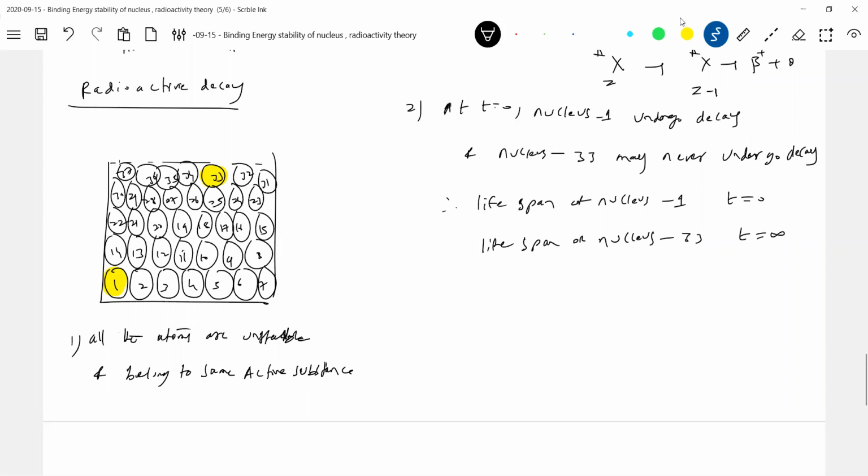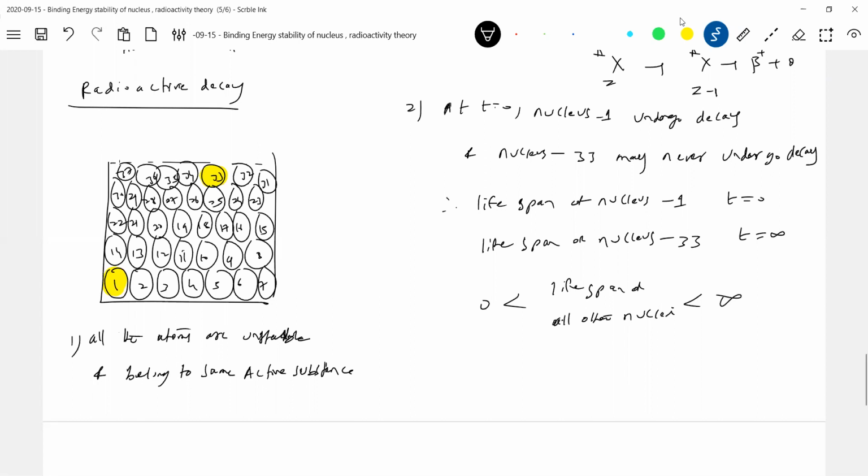Sir, how come both are having the same kind of nature, both are unstable? We don't know that. The lifespan of all the remaining nuclei inside will vary from 0 to infinity. Lifespan of all other nuclei will be between 0 and infinity. Sir, can we identify which particular nuclei will not undergo decay? You said 33. We can't find out.